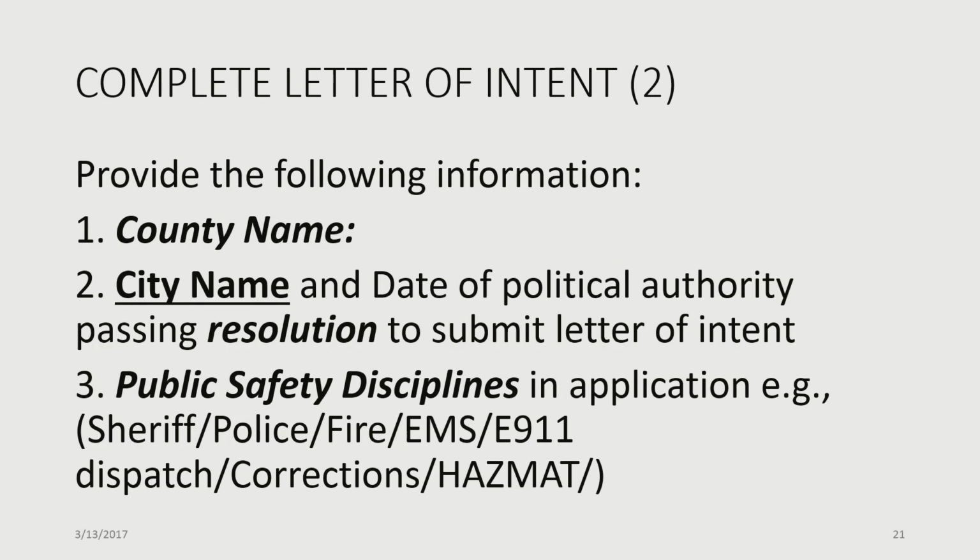So in completion of the letter of intent, we need to know what county you're from. Again, why is that important? It tells us what RIC you're in. It tells us what tower site you're likely to be on for engineering purposes and what your options may be if there's some other feature set that's already out there from another user. We need the city name if that's appropriate and the date the political authority passed a resolution that says, yes, we're going to do this. So to get the letter of intent, there's an official resolution passed by either the city or the county to say, yes, we're committed to participating in the interoperability, the operability, or growth of the system.